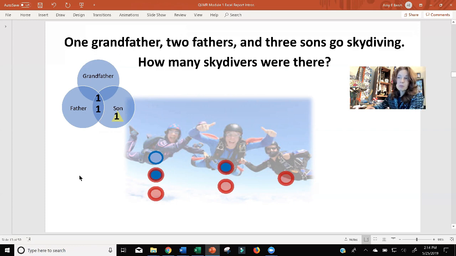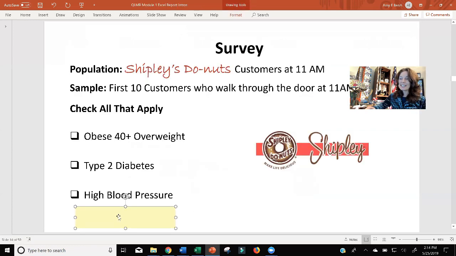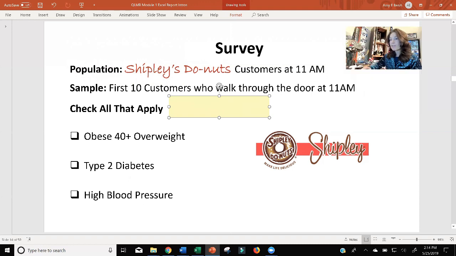So we're going to explore a hypothetical survey done at Shipley's Donuts. Our population is going to be Shipley Donuts customers at 11 a.m. Our sample is going to be the first 10 customers who walk through the door at 11 a.m. They were asked to check all that apply. Are you 40 pounds or more overweight? Do you have type 2 diabetes? Or do you have high blood pressure?